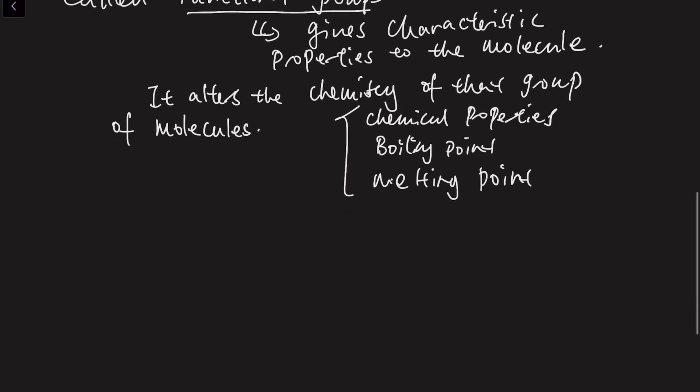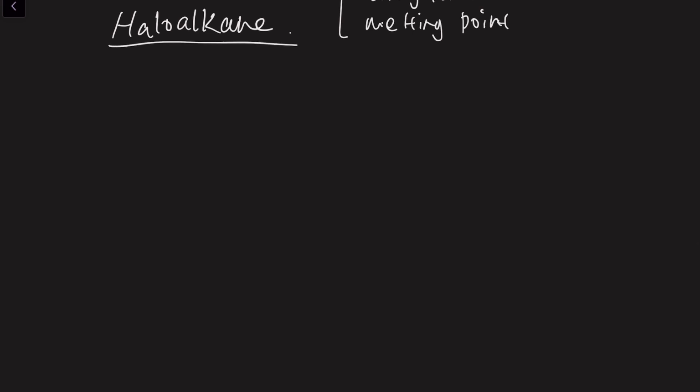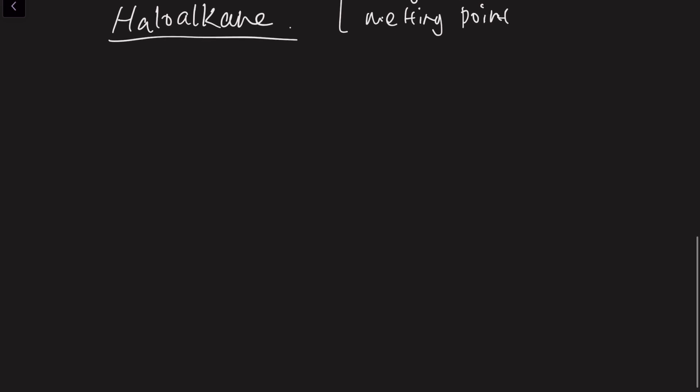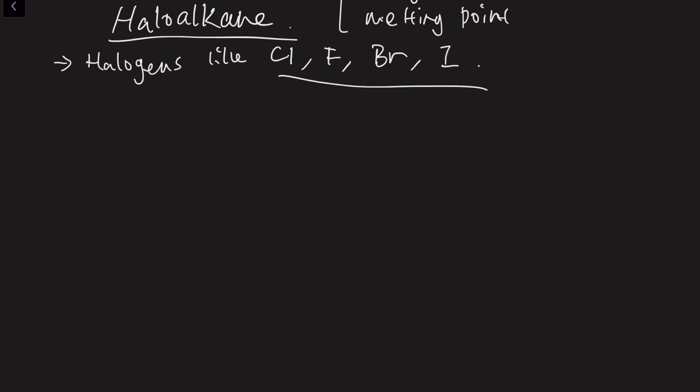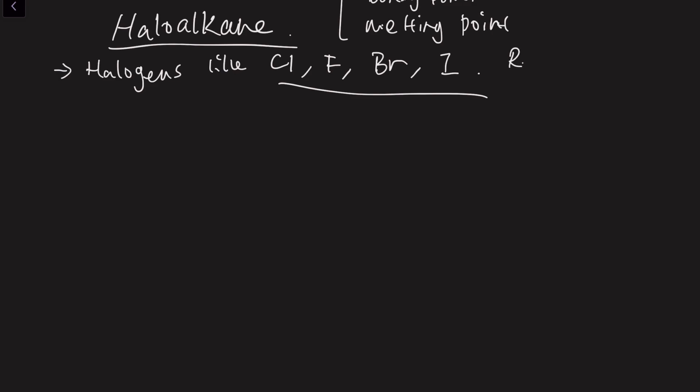So the first functional group I will introduce is called haloalkanes. This is also briefly touched on in the previous video, but in this video we are going to make it more concrete. By haloalkanes, we know that it is related to halogens, like chlorine, fluorine, bromine, iodine. And those halogens replace one or more of the hydrogens.